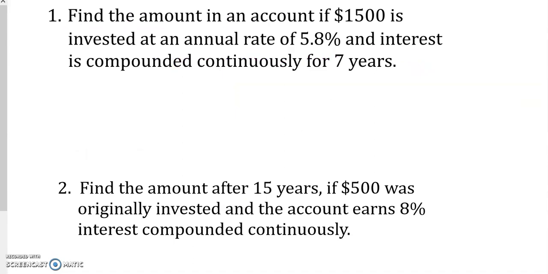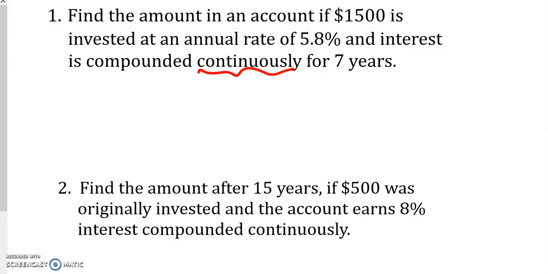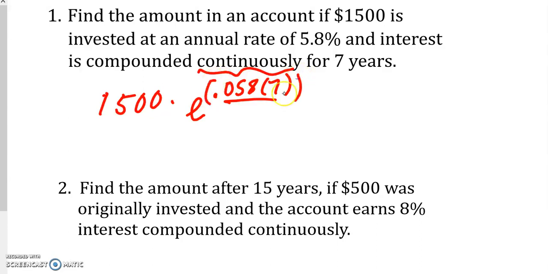So if you try this first one, you have 1,500, it's invested at 5.8, and it's compounded continuously. The way you'll know the difference in the problem is you will only use this formula with E when you see the word continuously. So for this problem, we're going to do 1,500 E, and you don't even have to use parentheses. It's 1,500 times E, and then it's to the power of RT. So your interest rate's 0.058 and then 7. Just make sure you either do this first or when you put in a calculator, you put this in parentheses.